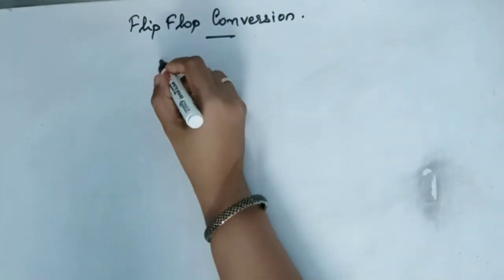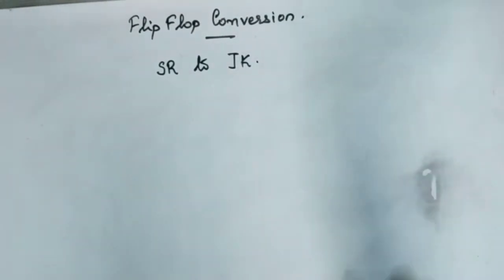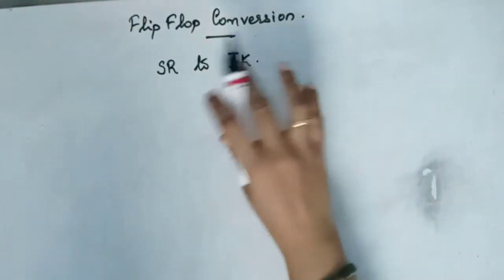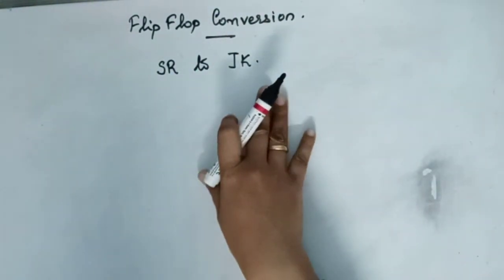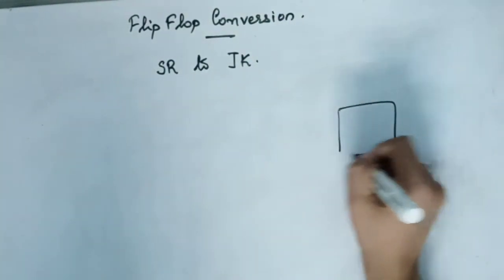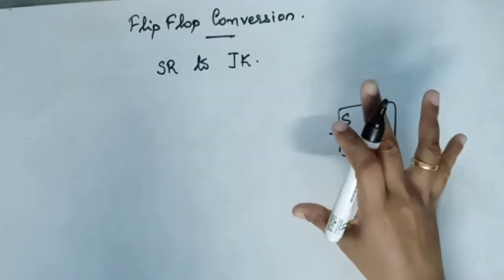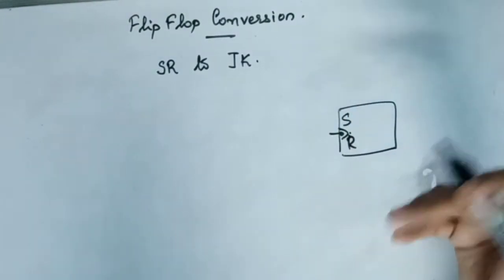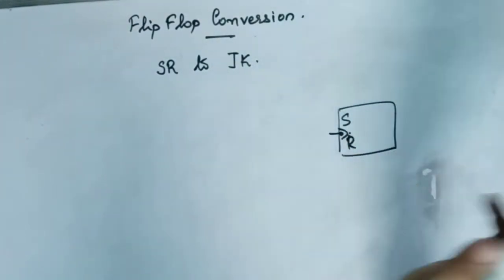Suppose we want to convert SR to JK. SR flip-flop to JK flip-flop is what we need to convert. So let's get the meaning correct. So SR to JK. So what do we have in our hand? We have the SR flip-flop in our hand. What do you want this flip-flop to act as? You want it to act as JK.